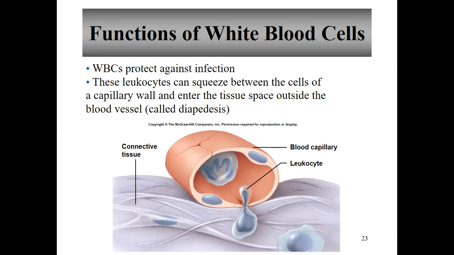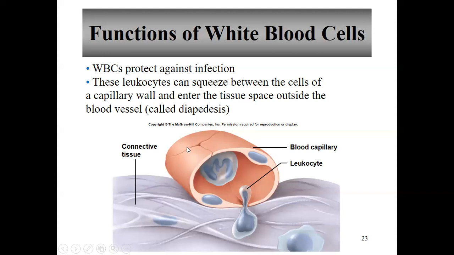Some leukocytes can leave the blood vessels and go into the surrounding tissues. That is called diapedesis. It leaves the capillaries through the spaces between cells. So this is one cell, this is one cell, this is one cell.